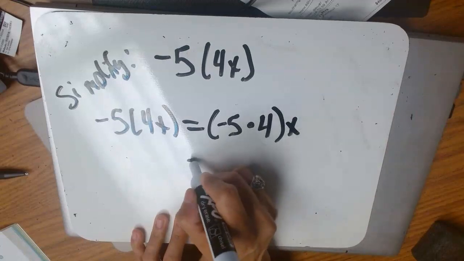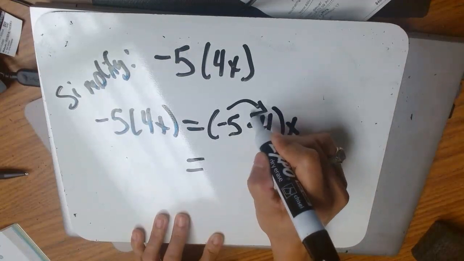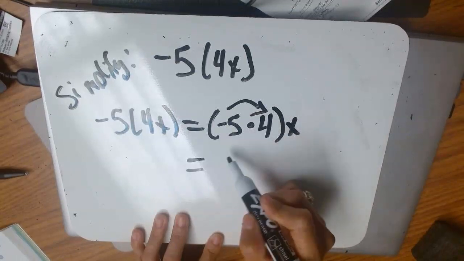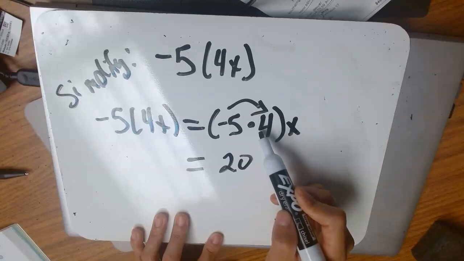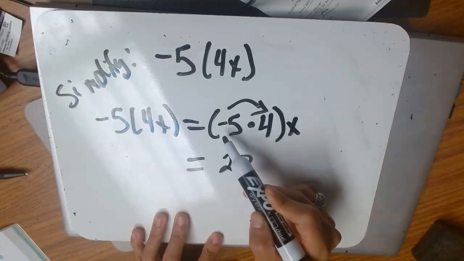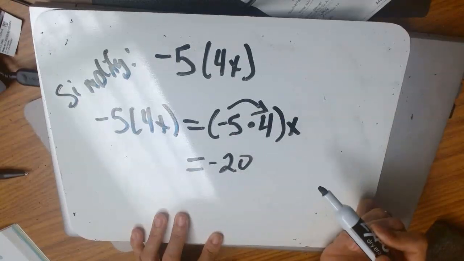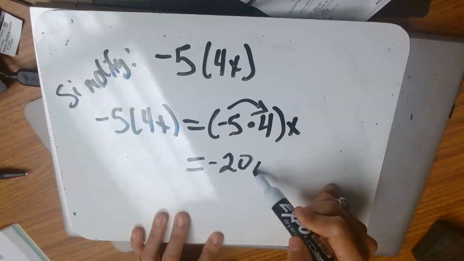Now then, 5 times 4 is 20, but don't forget negative times a positive equals a negative. So this is a -20, and then you have your x.